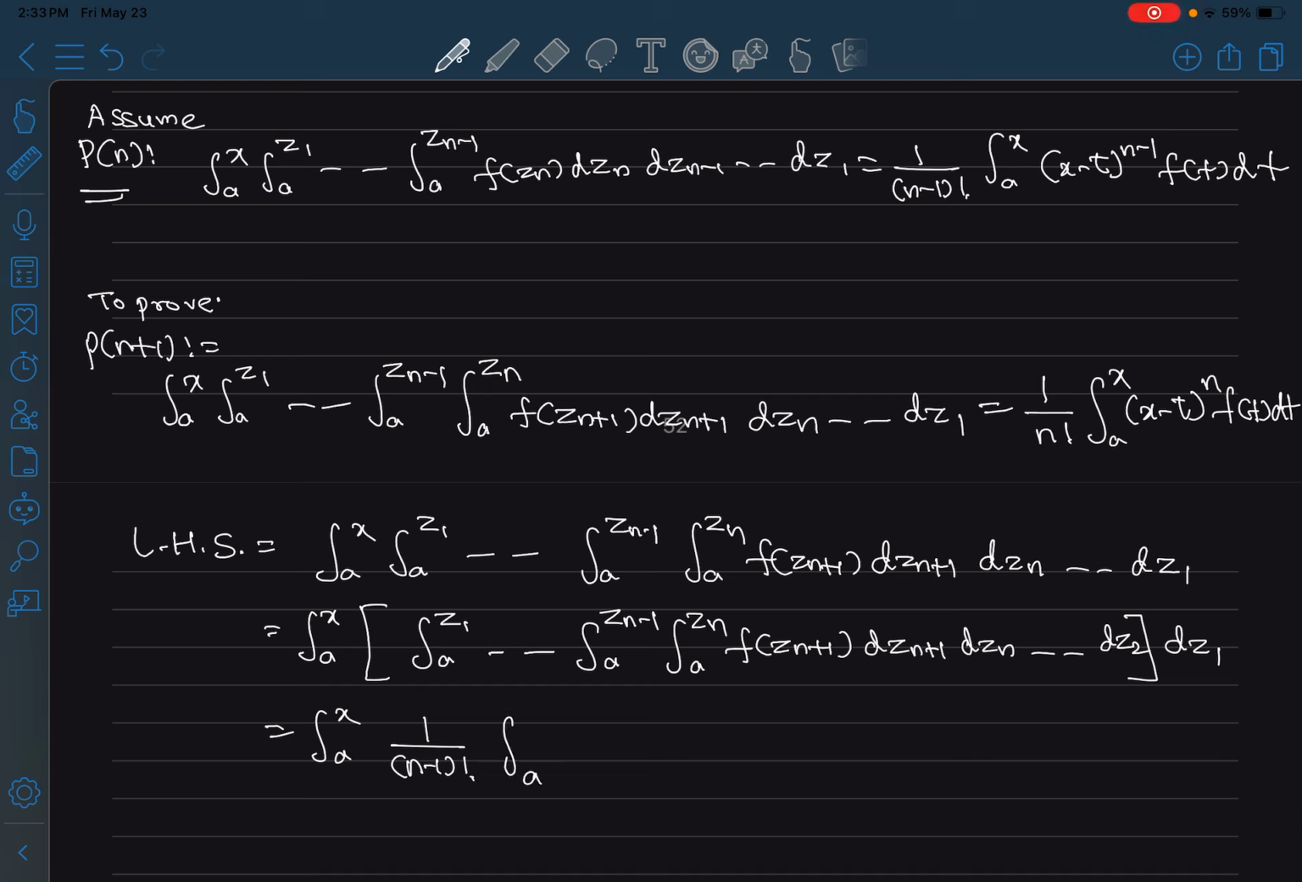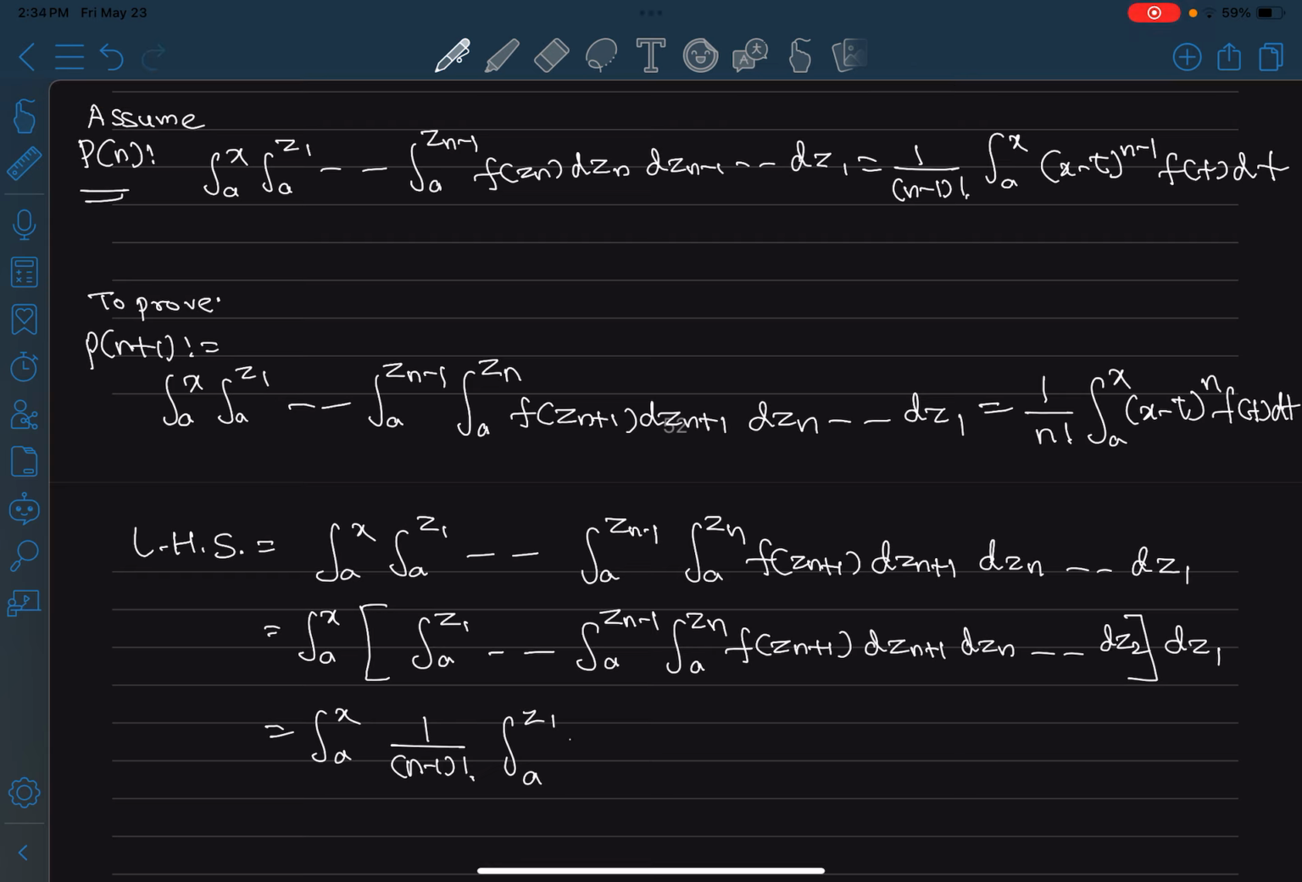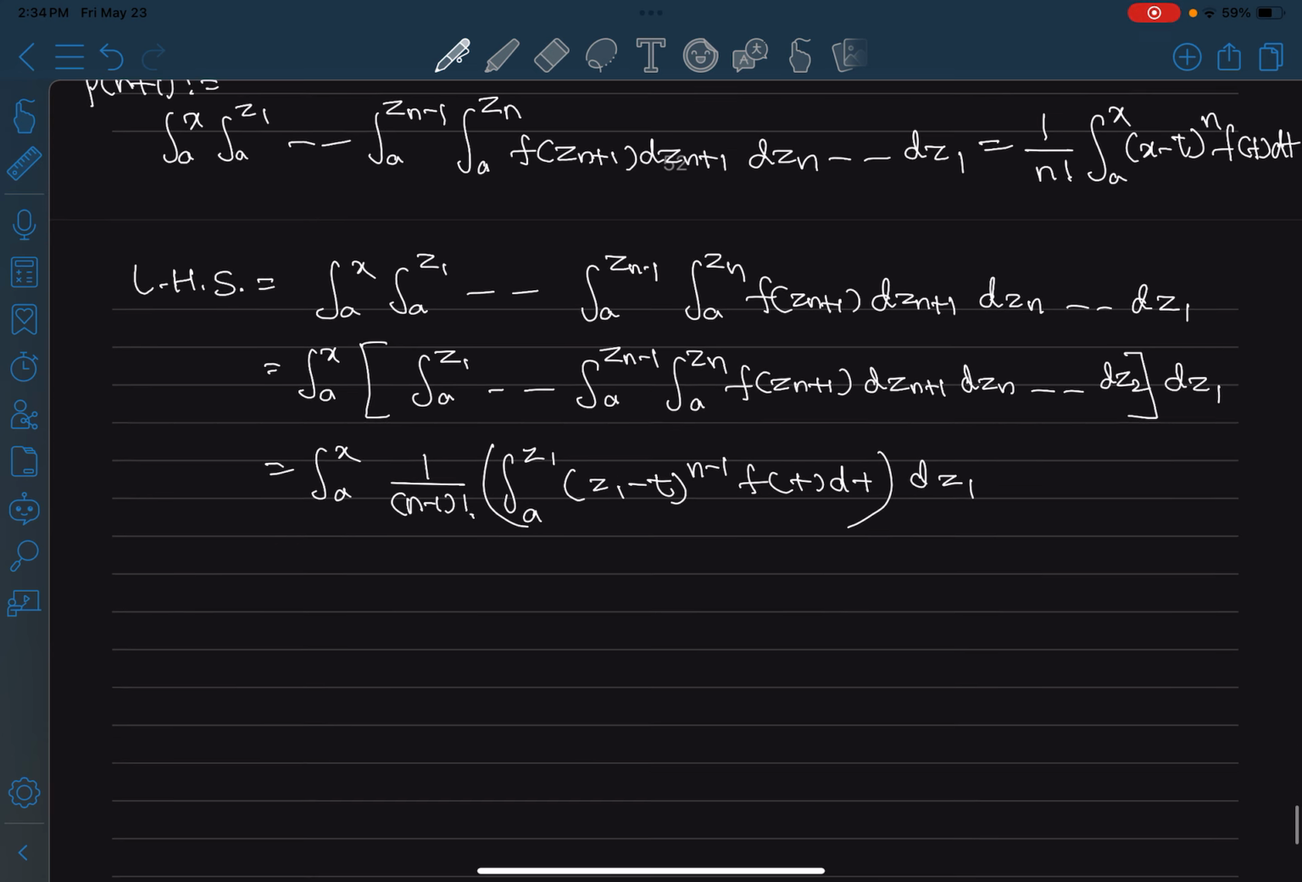So in this case, the variable that we refer to by x over here is the first variable, and in that case, the first variable is g1, right? So this will be the integral of (g1 minus t)^(n-1) f(t) dt, and after this, we have dz1 over here. I can actually take the 1/(n-1)! factorial out, right? The integral from a to x of the integral from a to g1 of (g1 minus t)^(n-1) f(t) dt dz1, right?